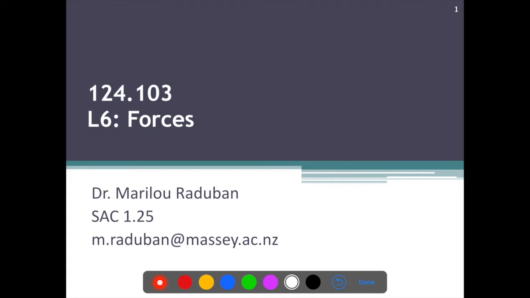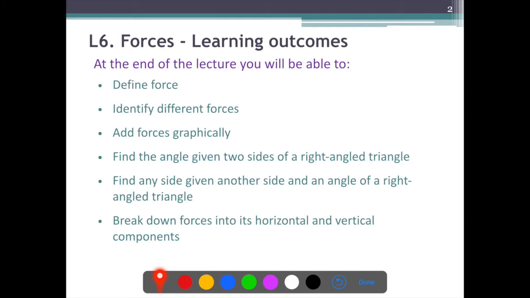In this lesson, we will learn about forces. My name is Marilu Raduban and I'm one of the lecturers in the course 124103 Biophysical Principles. At the end of this lesson on forces, you will be able to define what a force is and identify different forces. Then you will know how to add forces graphically in order to find a resultant or net force.